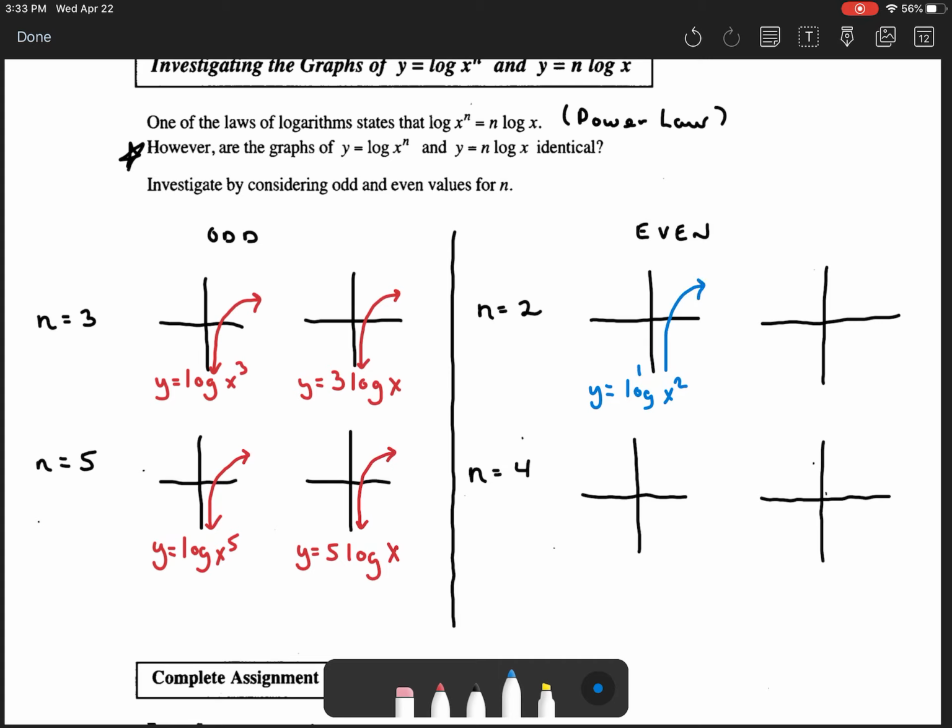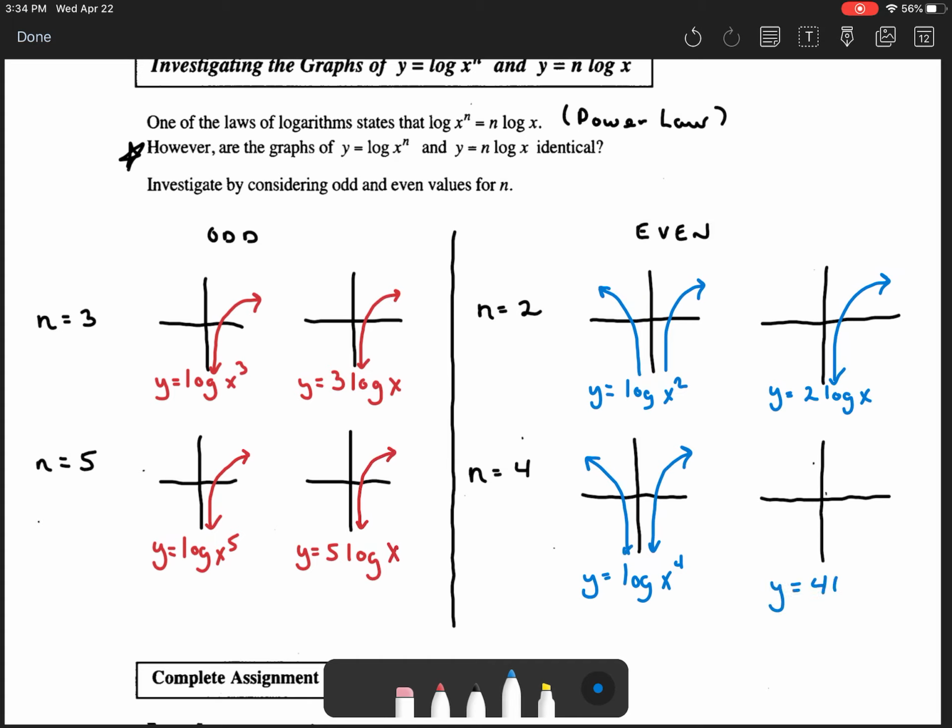When I substitute 2 and 4 into that equation, here's what you're going to get. When I graph y is equal to the log of x squared, I'm going to get this function, like so. I'm going to get 2 arms that go in opposite directions. When I move that 2 down in front of the logarithm, 2 log of x, I am only going to get this. And the same thing is going to happen with the value of 4.